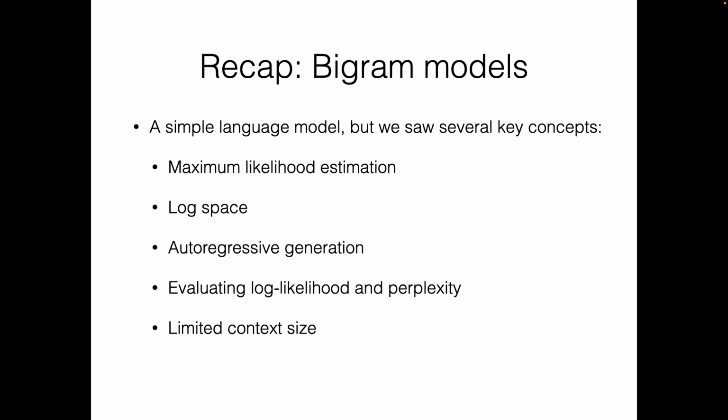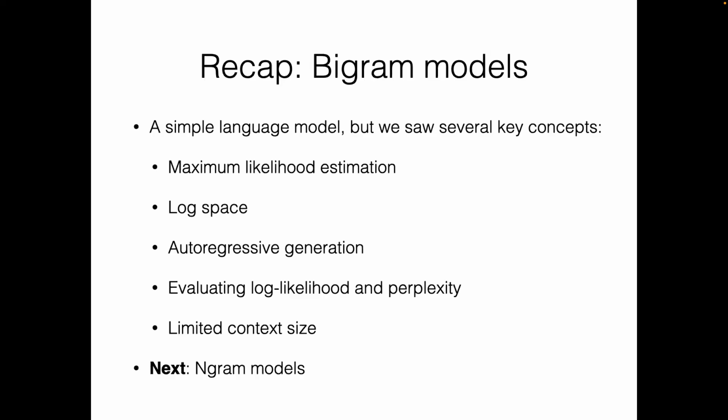Just this practical thing of using log. We saw autoregressive generation, which we'll have a whole lecture about. And we saw these automatic ways of evaluating the model. And then finally, we saw this issue, which is present in today's language models as well, that we have this limited context size. This is kind of the extreme. It's basically saying that the context size is just one token. That's the definition of the bigram model. But we'll see this theme come up throughout the course.